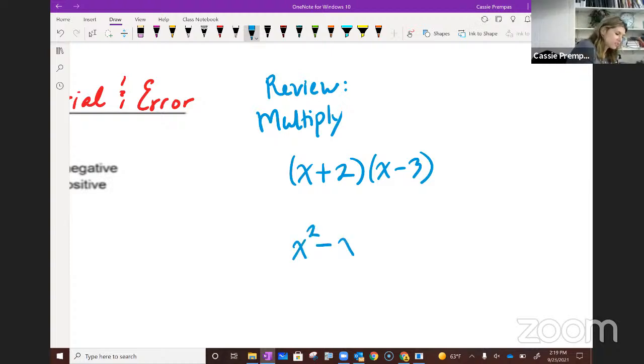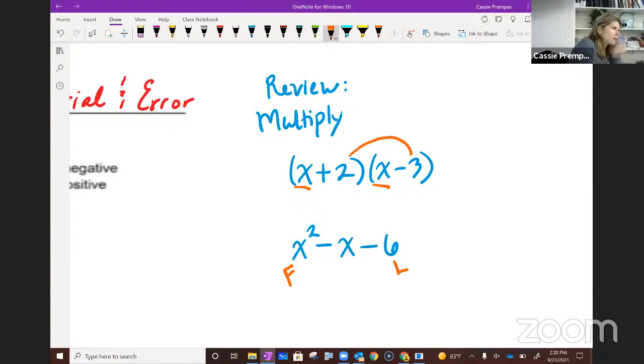X squared minus x minus 6 is the correct answer. Now, here's what I need you to recall from what you've done. This first term is the result of multiplying the first term in one parentheses by the first term in the second parentheses. This is where the F came from, or it's the result of the F in FOIL. This last term, -6, came from multiplying the last times the last. So this is where the L came from in FOIL.